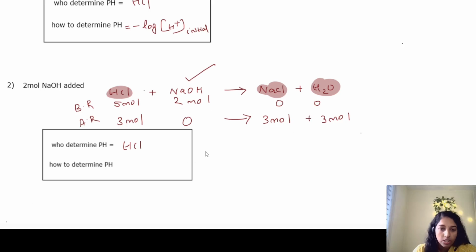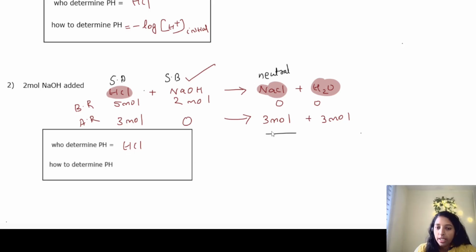NaOH is not in the picture. It is zero. It's completely consumed, right? But NaCl and water are neutral. NaCl is a neutral salt. Why is NaCl a neutral salt? As I told you, you have to check with the salt video, right? When a strong acid reacts with a strong base, you get a neutral salt. So they will not contribute anything to the pH. So that's why you can tell who determines the pH.